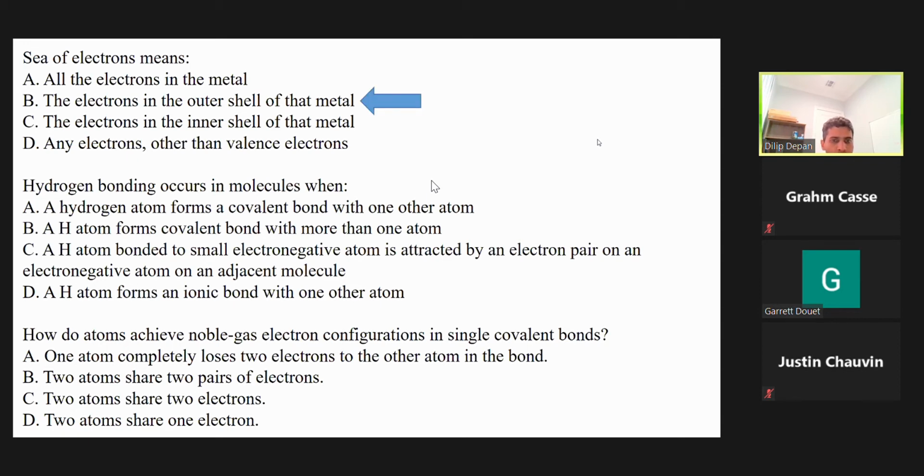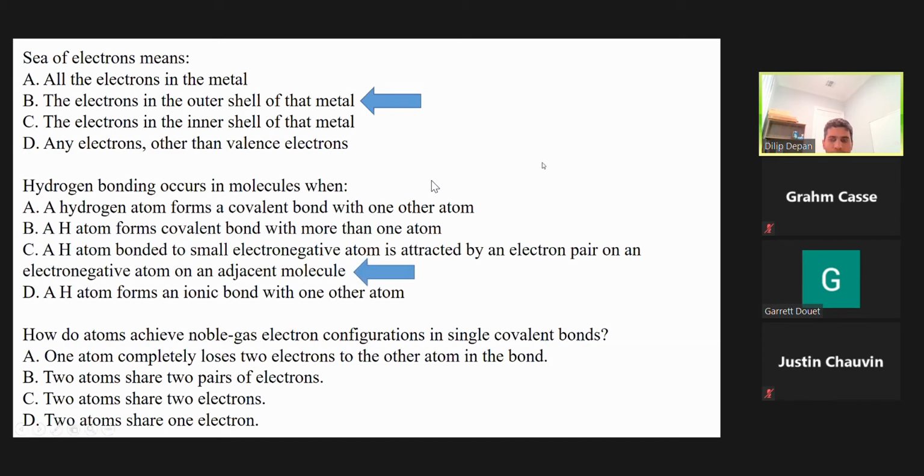Hydrogen bonding occurs in molecules when... it will be C. A hydrogen atom bonded to a small electronegative atom is attracted by an electron pair. Okay. Yes, right answer is C.